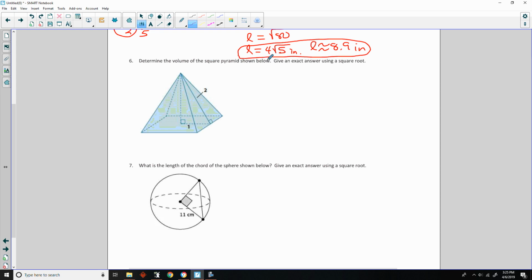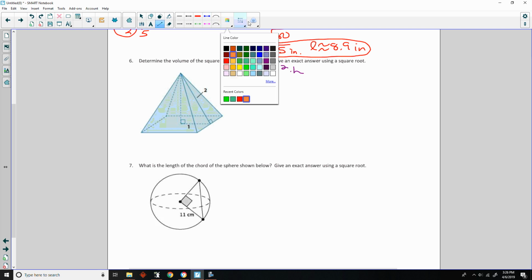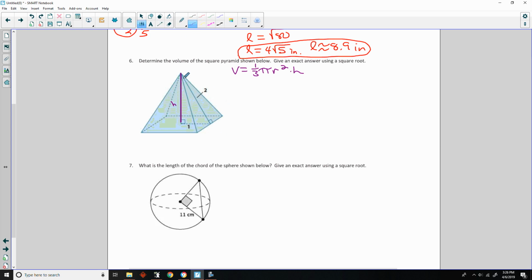Determine the volume of the square pyramid shown below. Give an exact answer using the square root. Volume equals 1/3 pi r squared times the height. The height is not labeled. The height is right there. I don't know my height. What am I doing here?